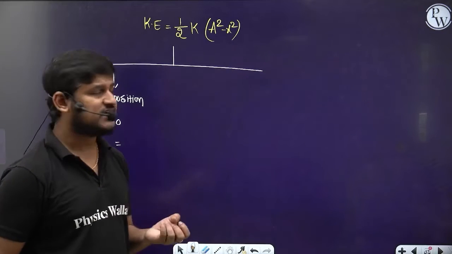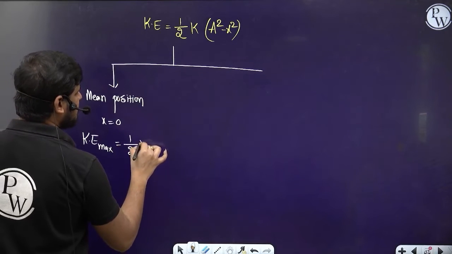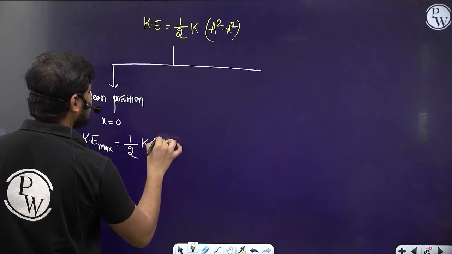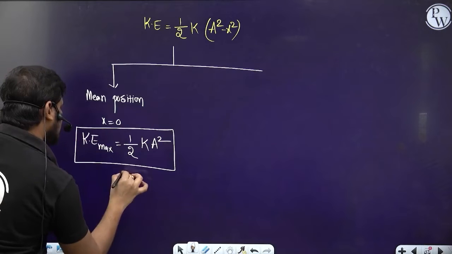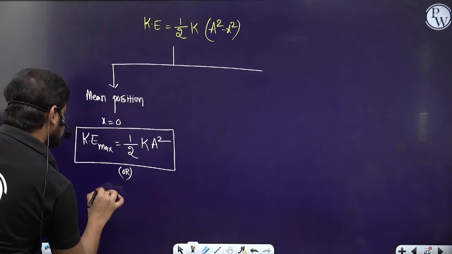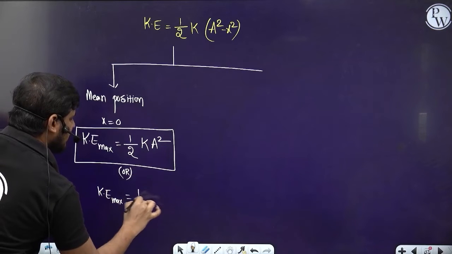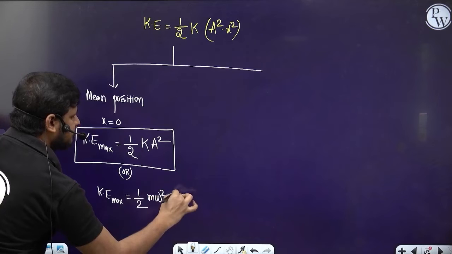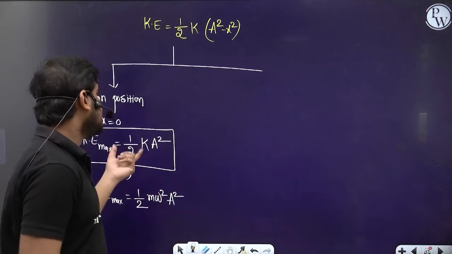That's what we discussed, right? So what is that maximum value? Half into K into, since X is 0, simply A square. So the maximum kinetic energy formula is this one, or you can also write KE max is equal to half, in place of K you can write m omega square, A square. This is the maximum kinetic energy at the mean position.